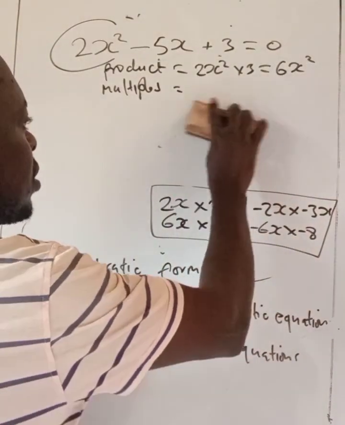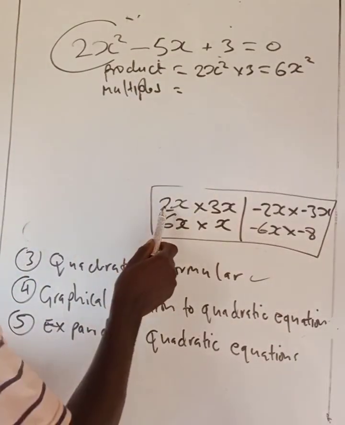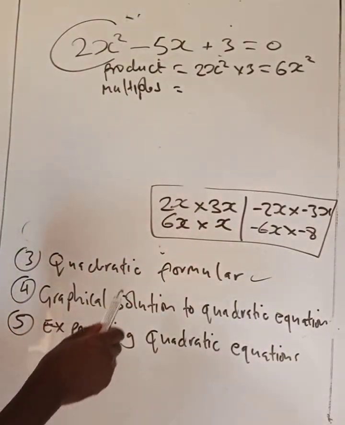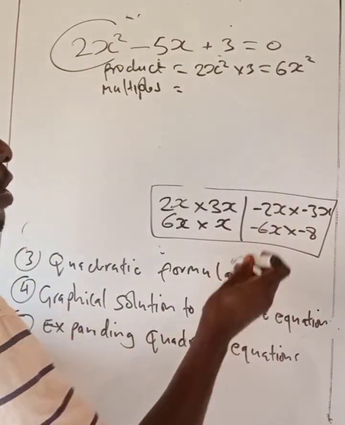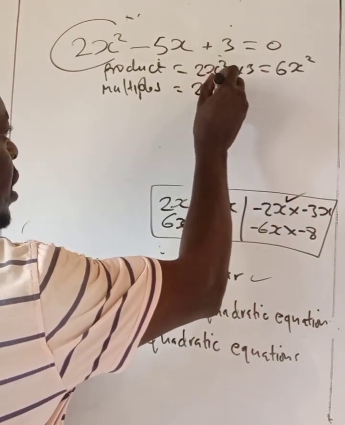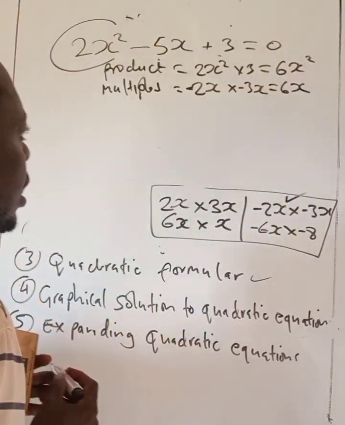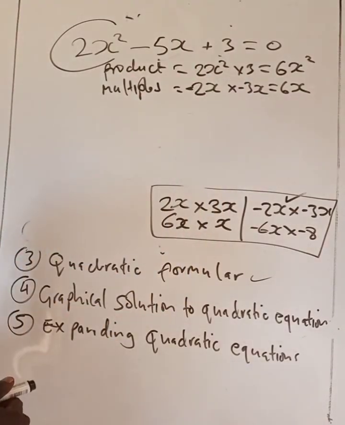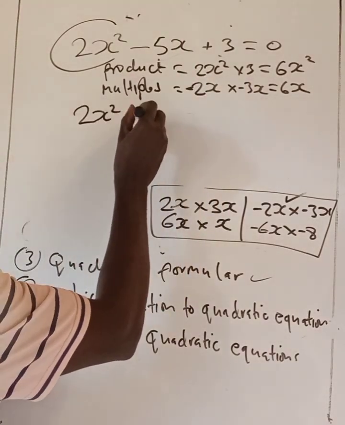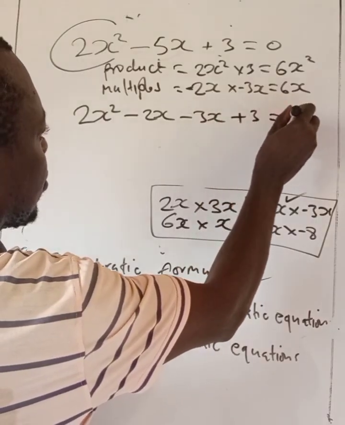Now, out of these multiples, find two which add to negative 5x. If you add this and this, you get 5x. If you add this and this, you get 7x. If you add this and this, you get negative 5x. This is what we want. So we have negative 2x multiplied by negative 3x, we get 6x squared. Having done that, substitute these values for 5x, so that you have 2x squared minus 2x minus 3x plus 3 is equal to 0.